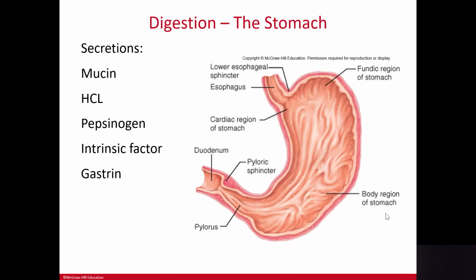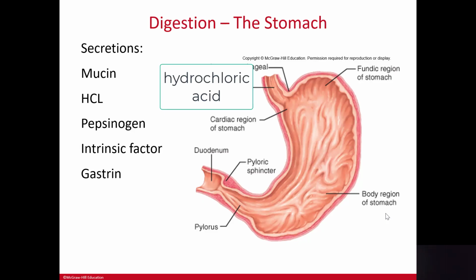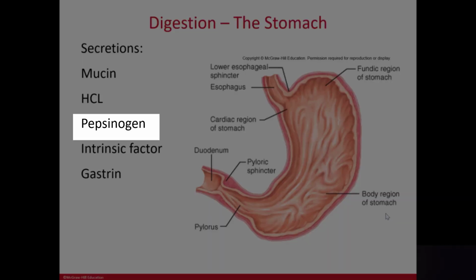HCl stands for hydrochloric acid. This helps break up the food into smaller pieces and again continue that chemical digestion to break it down into smaller and smaller pieces as it passes along the digestive tract. It also helps to destroy any pathogens that may have entered your stomach and your digestive tract along with the food that you've eaten. Pepsinogen is a substance that is acted on by hydrochloric acid to form something called pepsin.